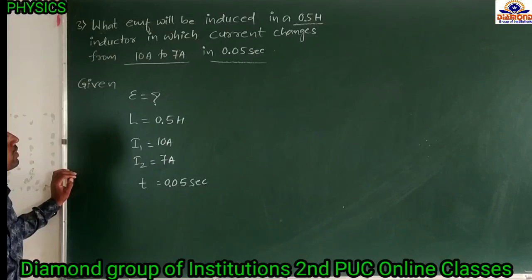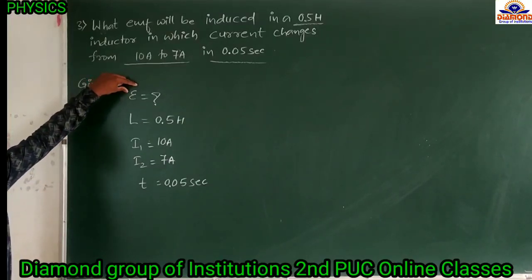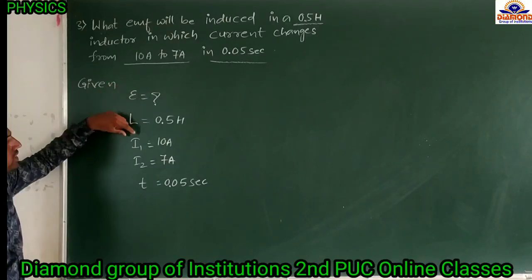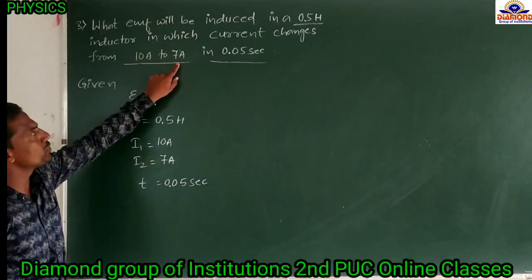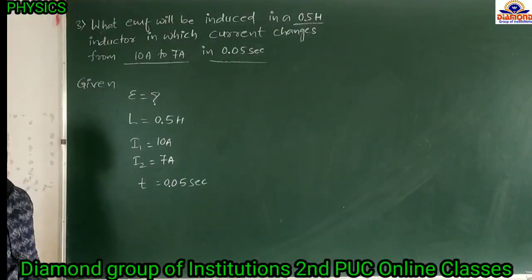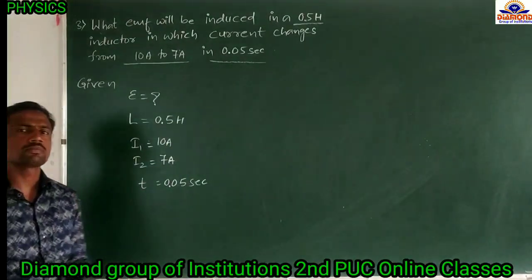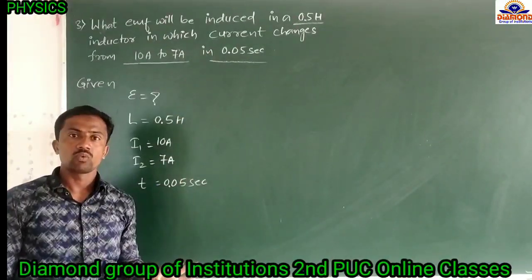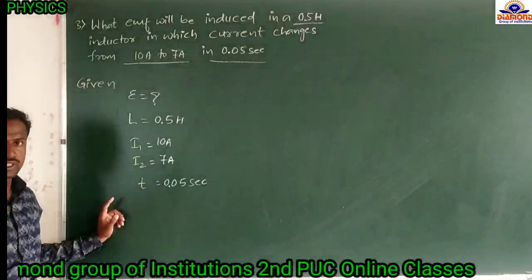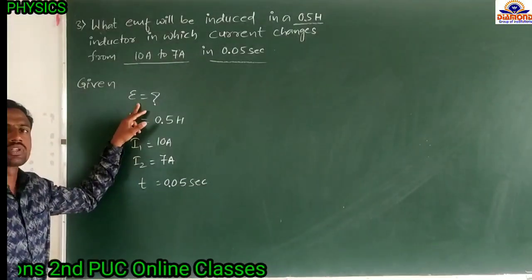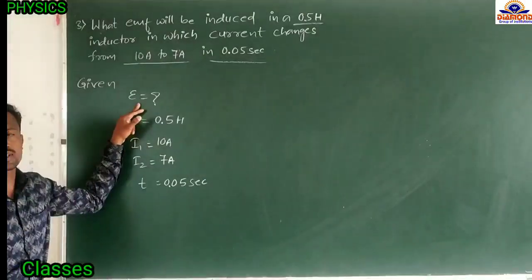In this given problem, we are calculating the induced EMF. L value is given, I1 value is given, I2 value is given, time is given. We are writing the given. Each and every problem में 3 points होते हैं. First, read the given data correctly. What is the given data? Which value we are calculating? That is the second point. The suitable formula we use to calculate, that is the third one.